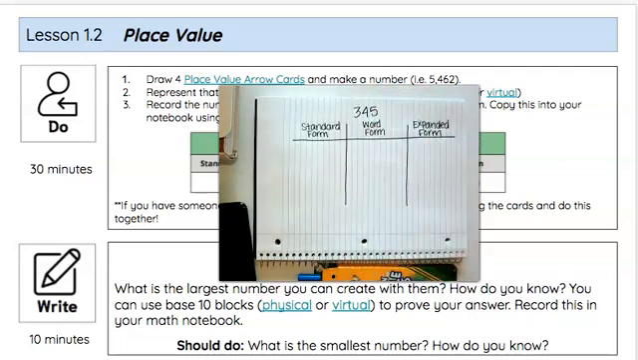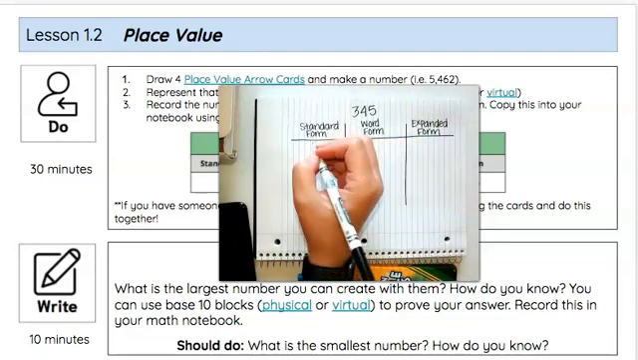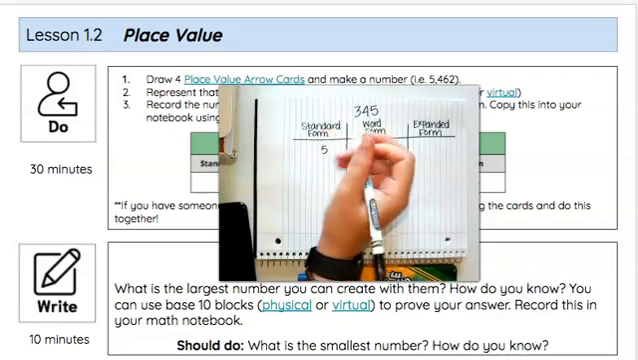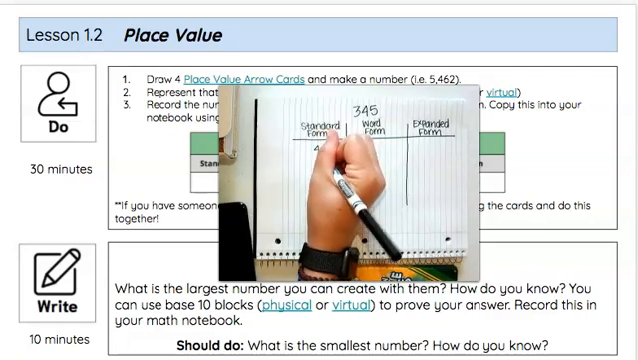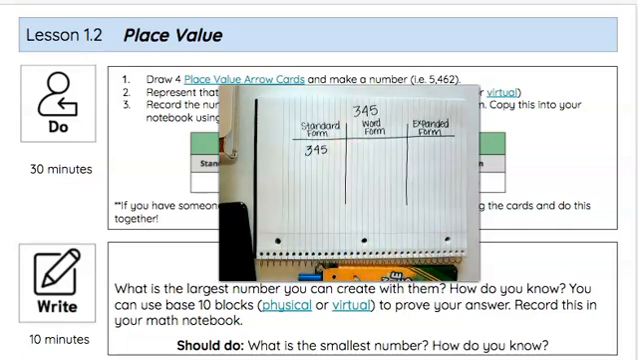The standard way we write numbers is by using digits. For example, this number tells us that there are 5 ones, 4 tens, and 3 hundreds. We can also write this number out with words: 345. Finally, we can use what is called expanded form, which is something we practiced yesterday.